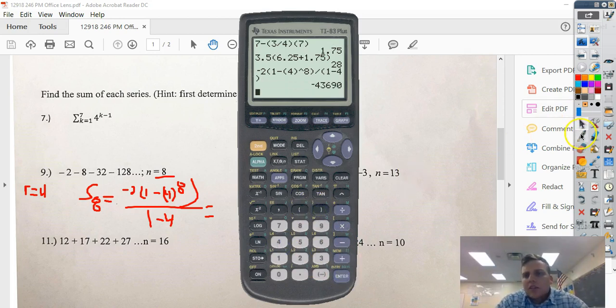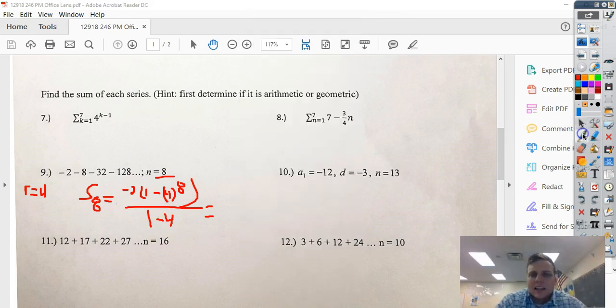And we get -43,690. So the sum of the first 8 terms is -43,690.